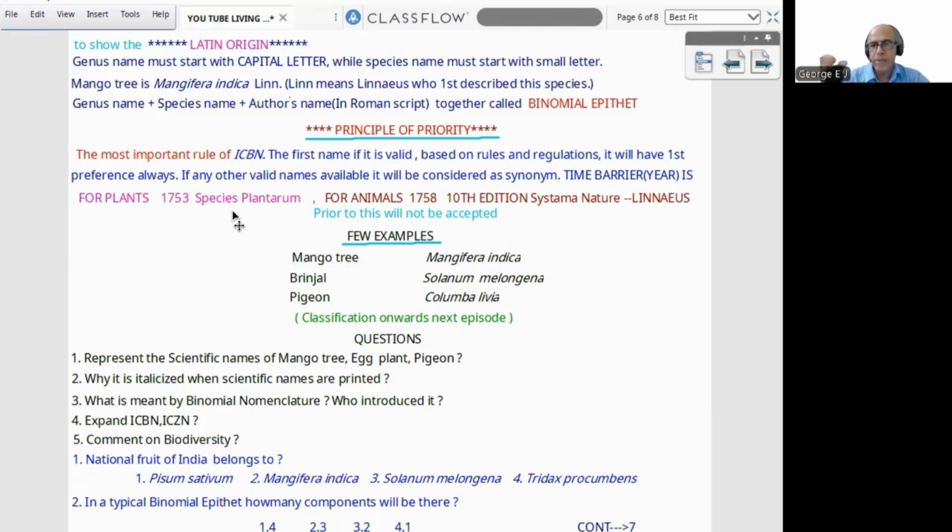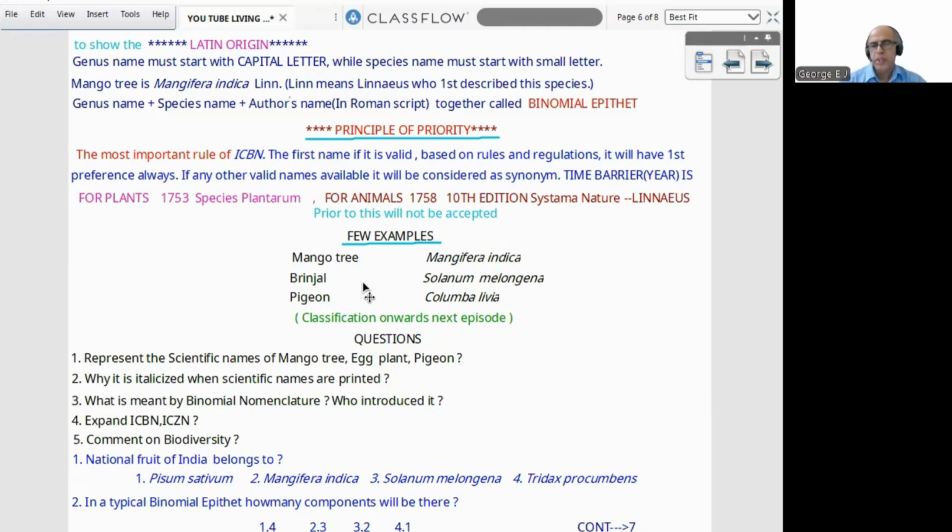So what is the time barrier for it? The time barrier is concerned with Linnaeus. For plants, it is 1753, and the name of the book is Species Plantarum. For animals, 1758, 10th edition, Systema Naturae, connected with Linnaeus. Prior to this will not normally be accepted. So Linnaean nomenclature is the ultimate starting point. That is the idea called principle of priority.